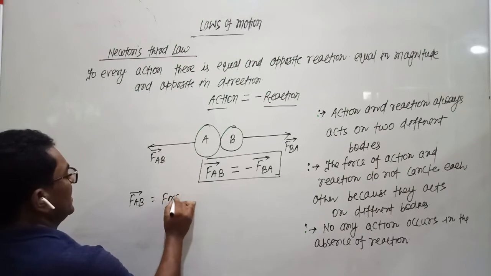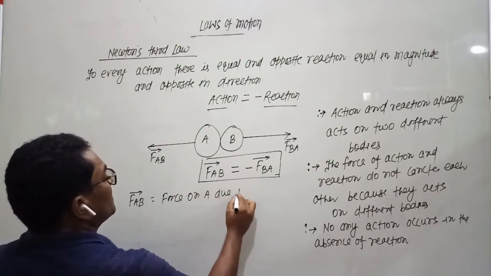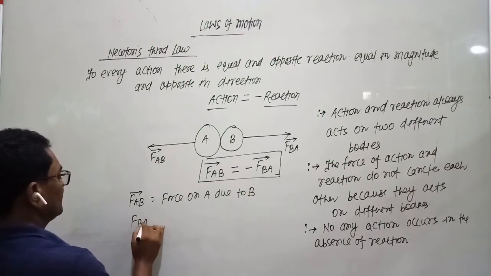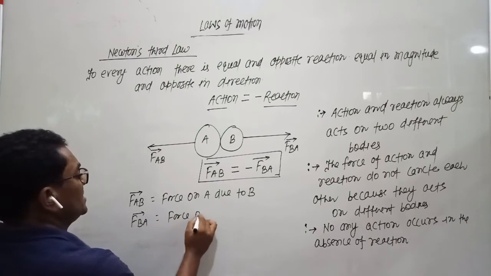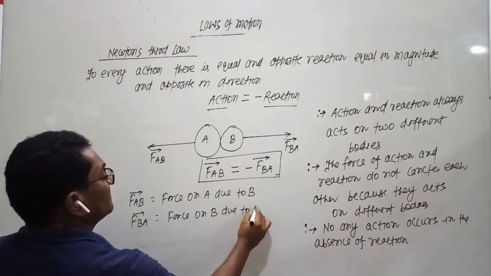Force on A due to B. And FBA means force on body B due to the body A.